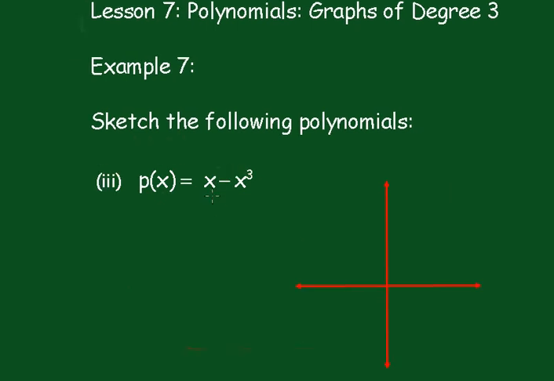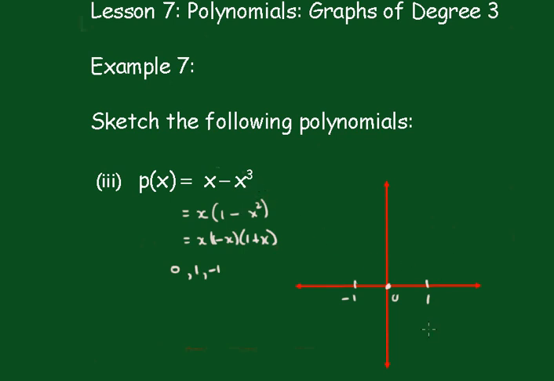Okay, in part 3 we have to sketch this one, x minus x cubed. So we'll need to factorize that first. So we'll have x outside of 1 minus x squared, which is equal to x outside of 1 minus x, 1 plus x. So the zeros are 0, 1 and negative 1. Minus 1 here, 0 and 1. Now this time it's a negative cubic, and so it'll go back the other way.